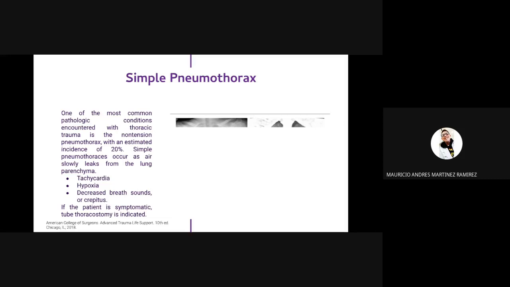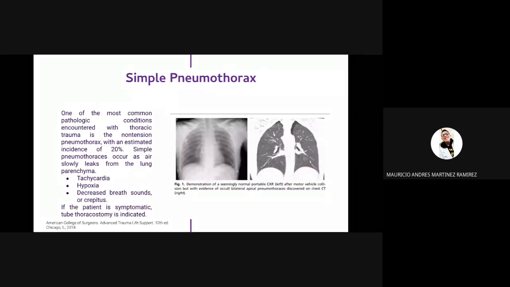In this secondary survey, first we have simple pneumothorax. It's one of the most common pathologic conditions encountered with thoracic trauma. That is the non-tension pneumothorax, with an estimated incidence of 20%.